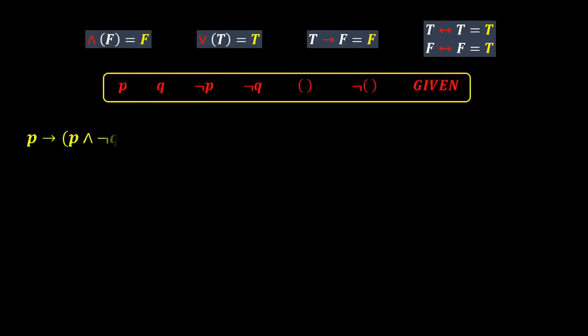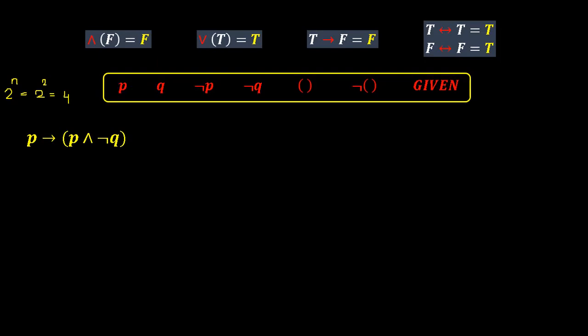So for example, you have: if P, then P and negation of Q. We will write the variables. As you can observe, there are two variables here, which are P and Q. The number of rows is 2 raised to the power of n, where n represents the number of variables. There are two variables here, P and Q, so that is 2 raised to the power of 2, which is equivalent to 4. So your number of rows is 4.